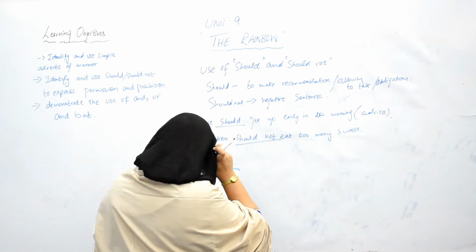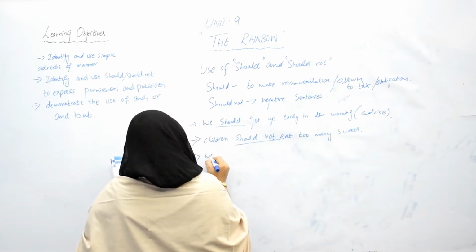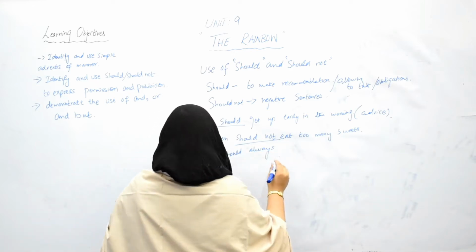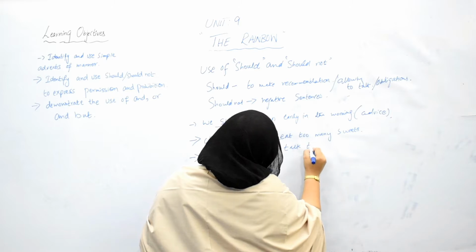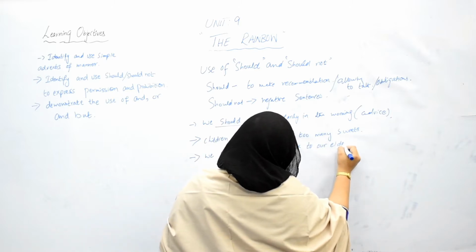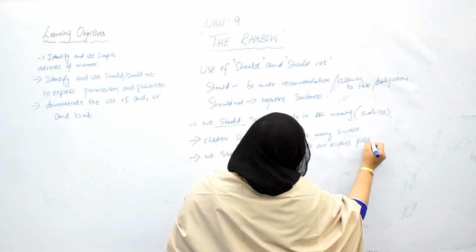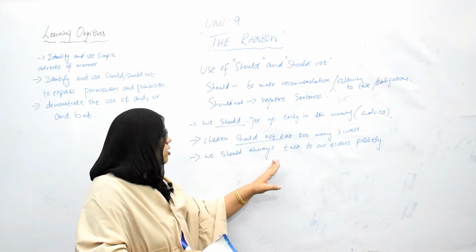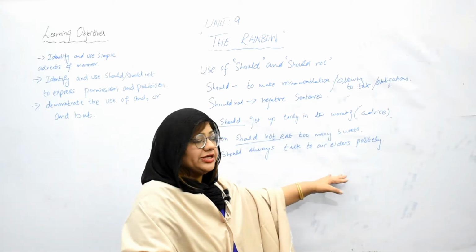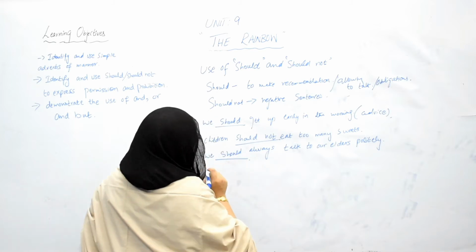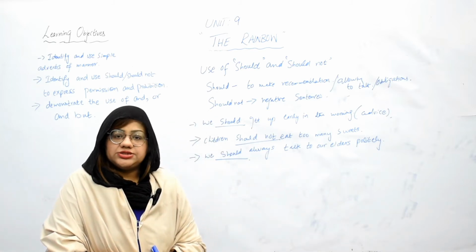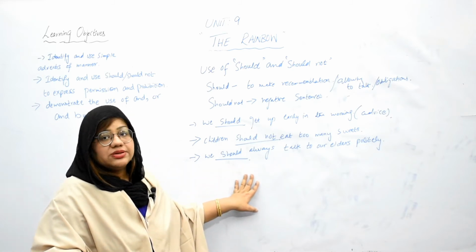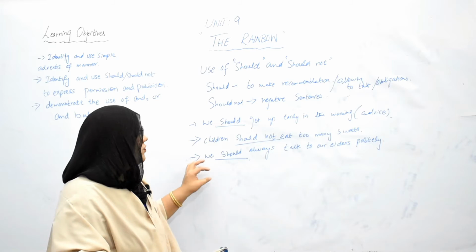Now I'm giving you one more example. We should always talk to our elders politely. Now what is it? We should always talk to our elders politely. It means that I'm giving advice. So in this type of case, when you are giving advice, some kind of recommendation, we use should.